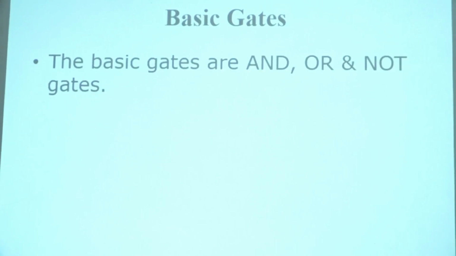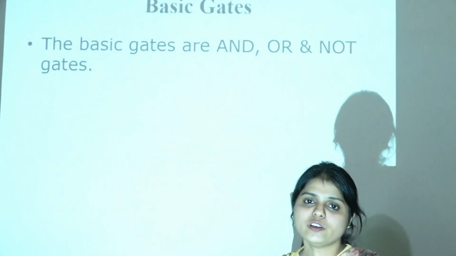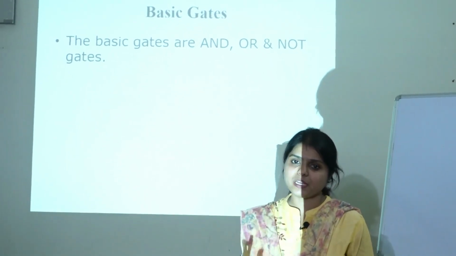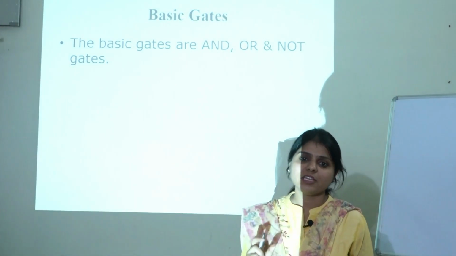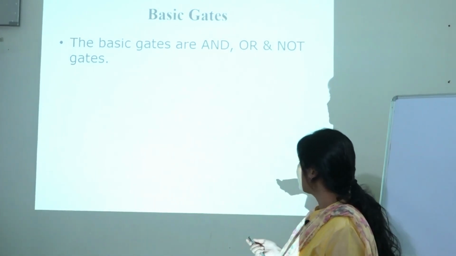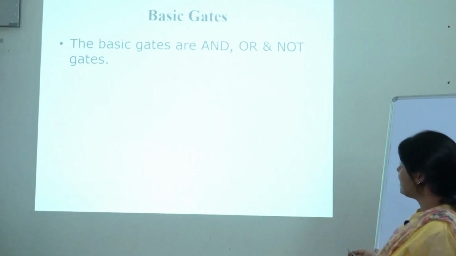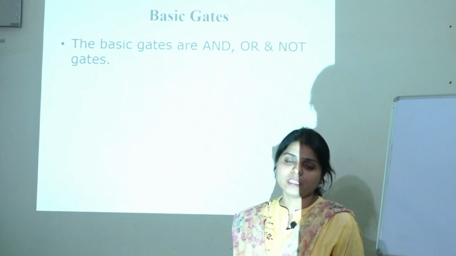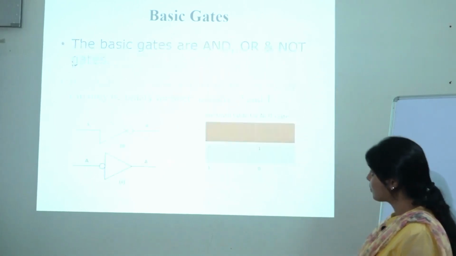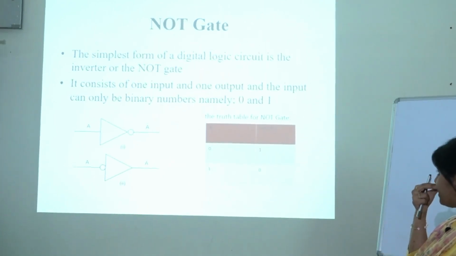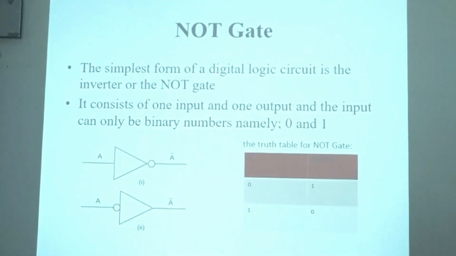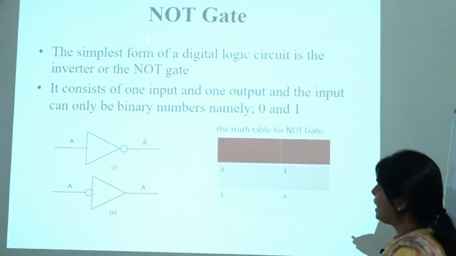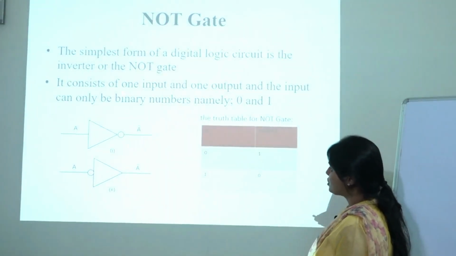We'll look into the first category of logic gates. The first and foremost category is basic logic gates, and there are three types of basic logic gates: the AND gate, OR gate, and NOT gate. We start with the NOT gate first, and then we will go with AND and OR. This is the first basic digital logic gate, which is called the NOT gate. When I explain each and every logic gate, I'll give you the definition and the functionality of it.